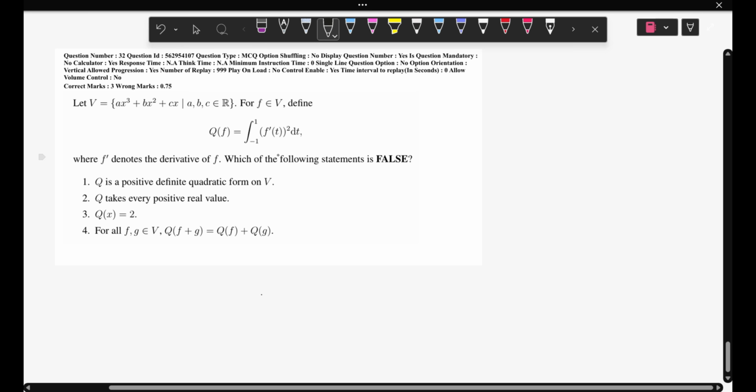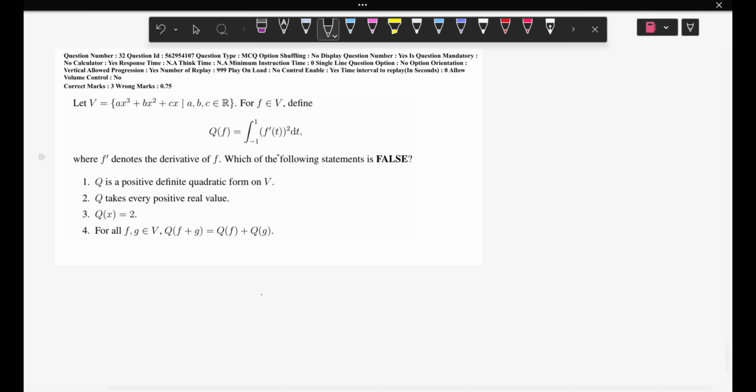This is the next question from linear algebra. The question says: let V equal to the set of ax cube plus bx square plus cx, where a, b, c belong to R. For f belonging to V, define Q of f equal to the integration from minus 1 to 1 of f dash t whole square dt, where f dash denotes the derivative of f. Which of the following statements is false? So we need to find the wrong option. Option 1 says Q is a positive definite quadratic form on V. Option 2 says Q takes every positive real value. Option 3 says Q of x is equal to 2. Option 4 says Q of f plus g equals Q of f plus Q of g.